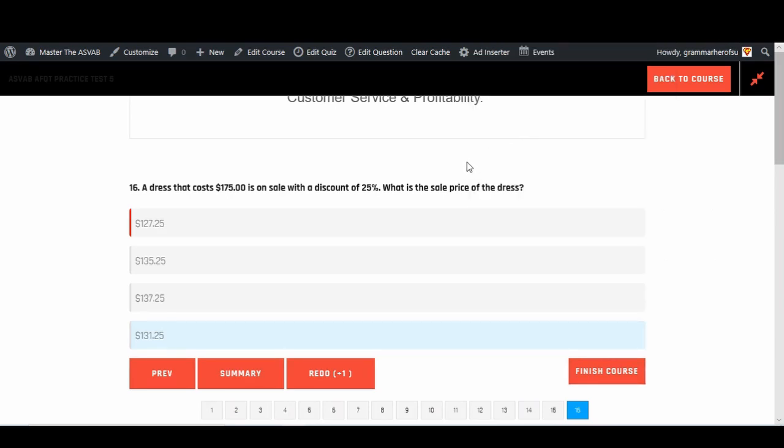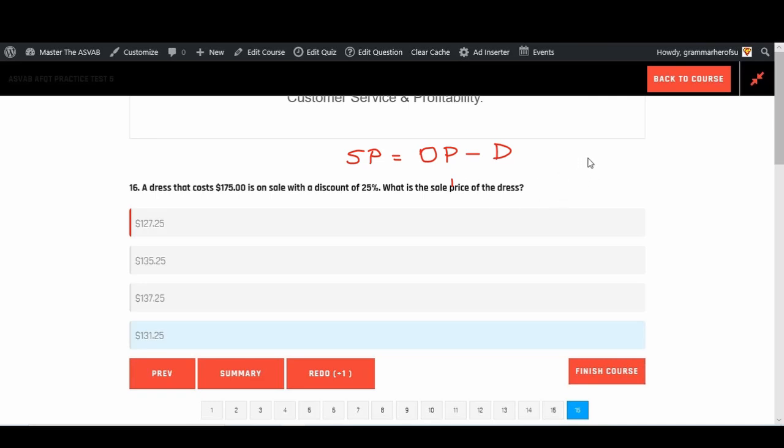A dress that cost $175 is on sale with the discount of 25%. What is the sale price of the dress? So before I begin, I'm going to jot this one down so I can keep track of things. The sale price is going to be equivalent to the original price minus the discount. So again, sale price is equal to the original price minus the discount. So that looks like this.